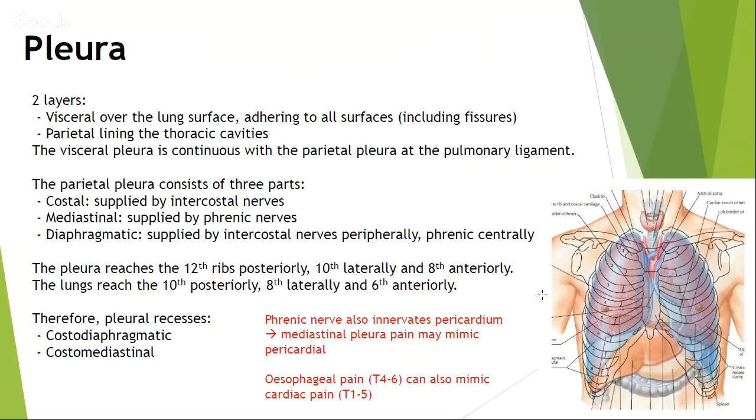I've just made a note there also because I think it's in your anatomy book that esophageal pain, which has nerve roots T4 to 6, can mimic cardiac pain, which shares similar nerve roots from T1 to 5.